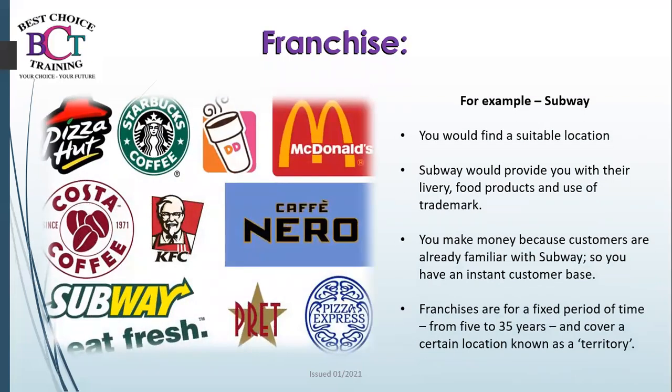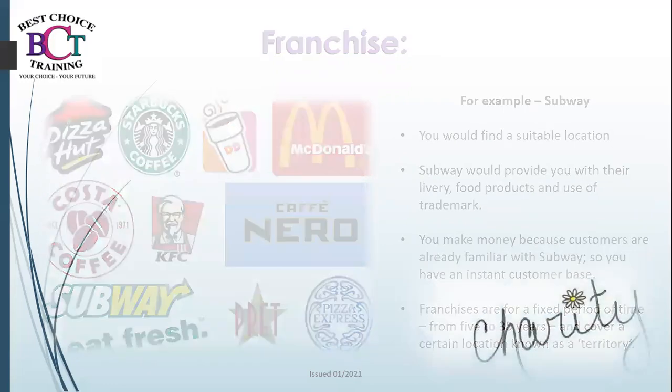For example, with Subway, you would have to find a suitable location. Subway would then provide you with their livery, food products, and use of trademark. You make money because customers are already familiar with Subway, so you have an instant customer base. Franchises are for a fixed period of time from 5 to 35 years and cover a certain location known as a territory.